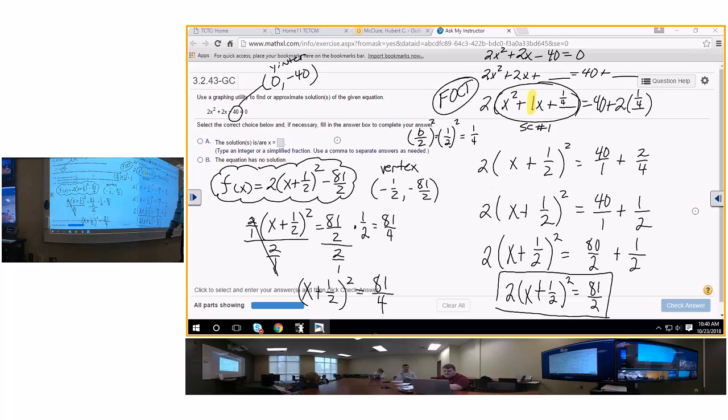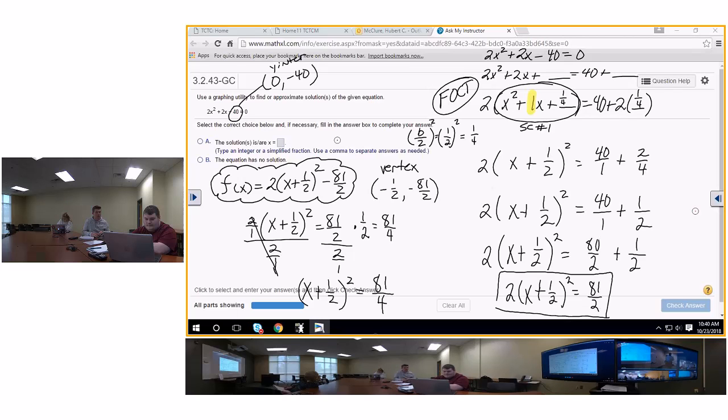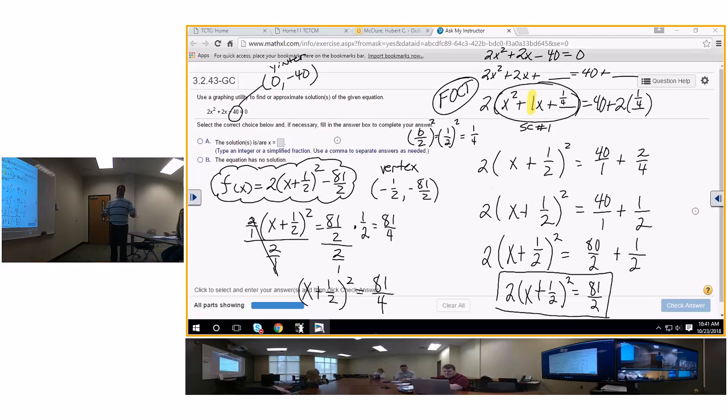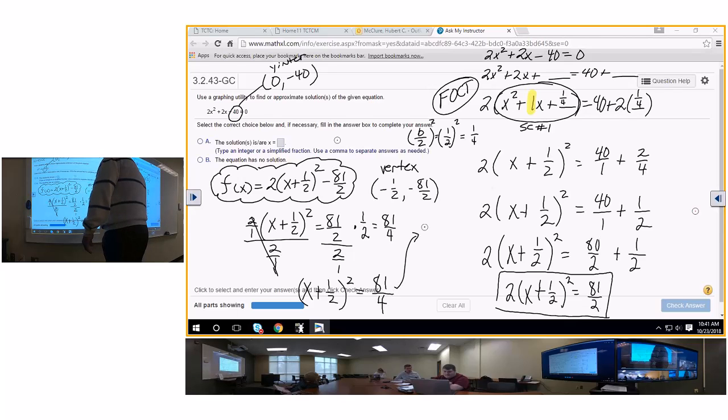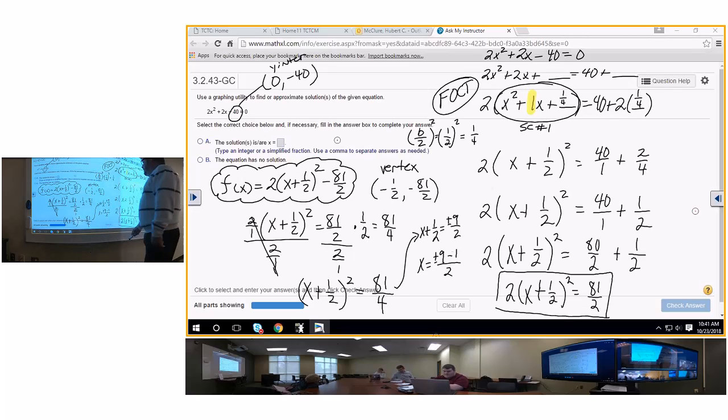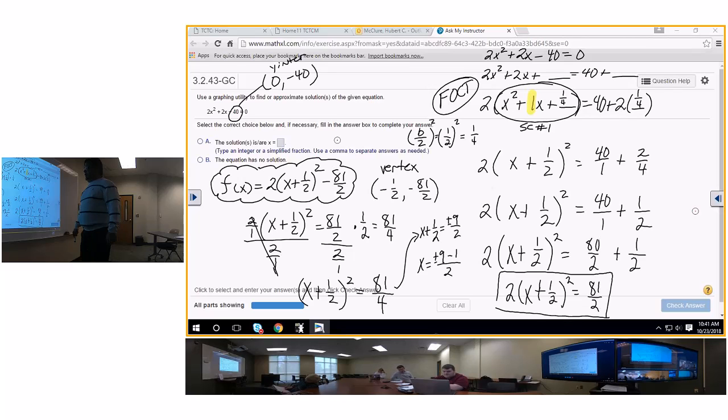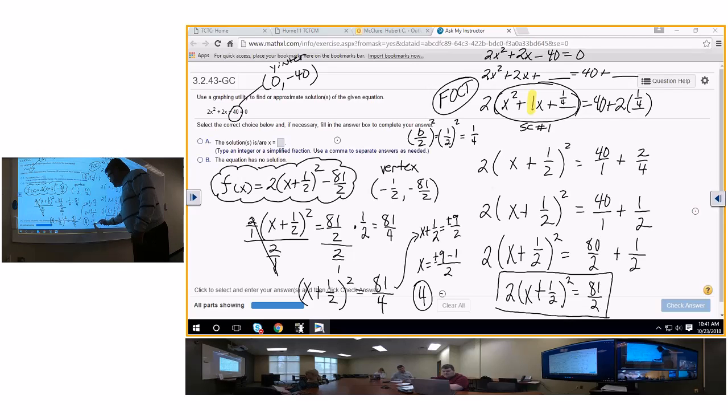At this point, what do you say? All right, I know this is right. Why? Because it's all perfect. You got 81 over 4, you got perfect squares, and you're saying to yourself, either I've done something incredibly wrong, or this is turning out really right. Okay? So take the square root of both sides. You're going to get x plus 1/2 is equal to positive or negative 9 over 2. X is equal to positive or negative 9 minus 1 over 2. 8 over 2 is what? 4. And negative 10 over 2 is? Negative 5.